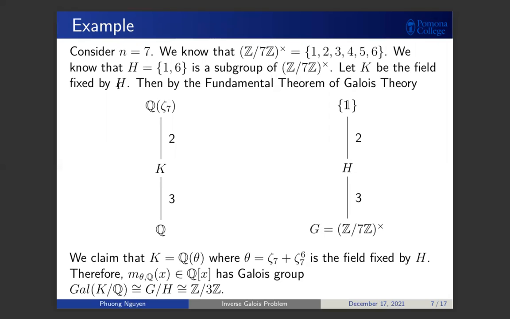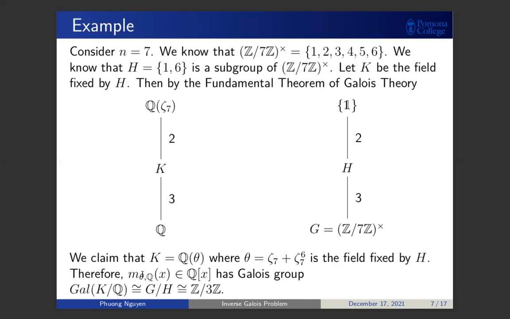Then we have this correspondence by the fundamental theorem of Galois theory. So we know that the order of G mod H is 3 because of the orders of G and H, and then correspondingly, K, the field fixed by H, the order of K over Q is 3. We claim that K is equal to Q adjoin theta, where theta is zeta 7 plus zeta 7 to the power of 6, which is actually the field fixed by H.